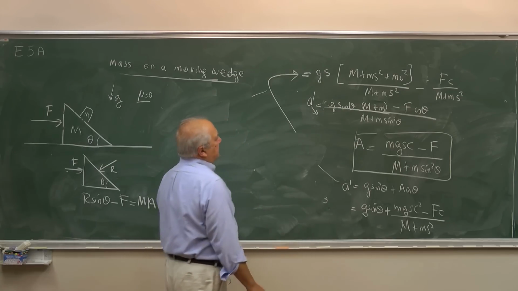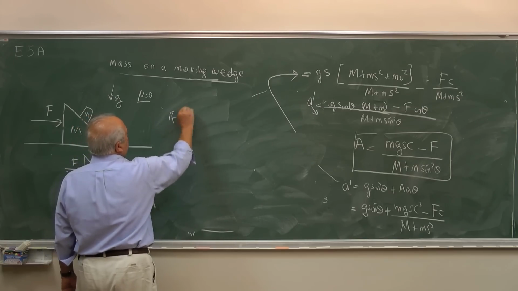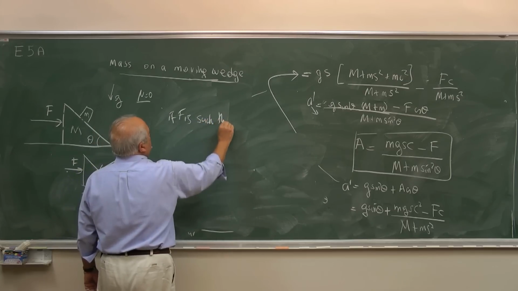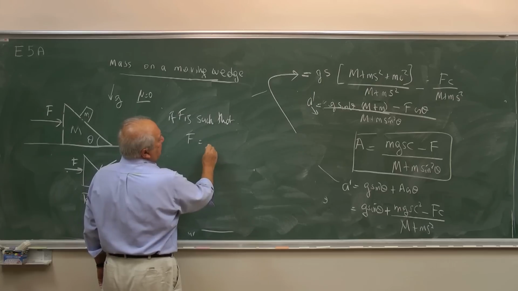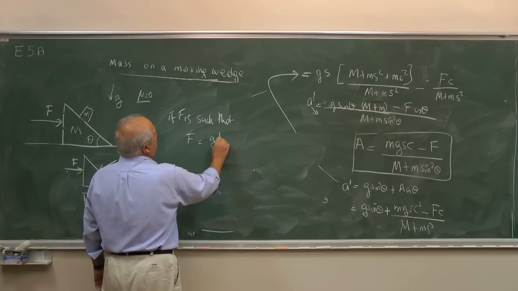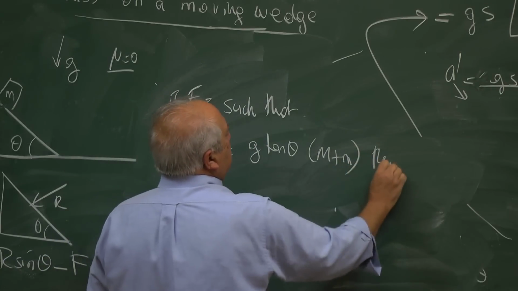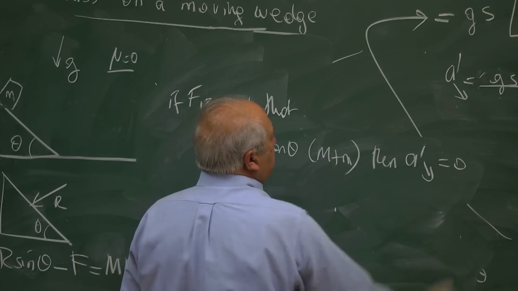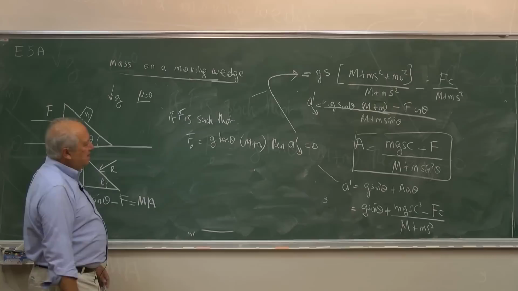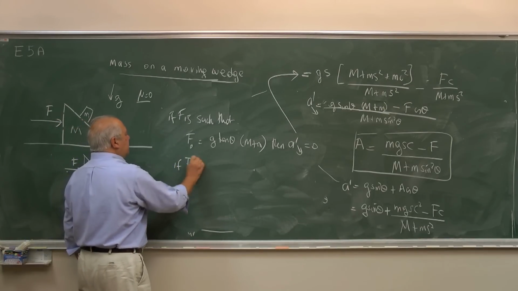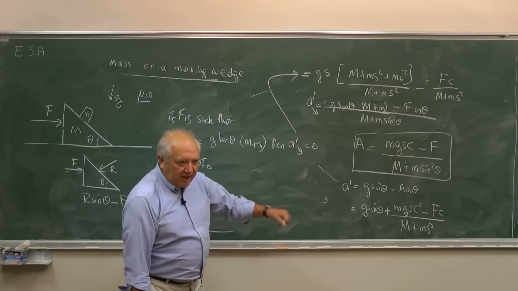We took positive. So if F is such that F is equal to g tangent theta (M plus m), then A prime down is equal to 0. You see, this is F0. We recovered the beginning. And if F is larger than F0, A prime is negative. That means it's not going down, it's going up.